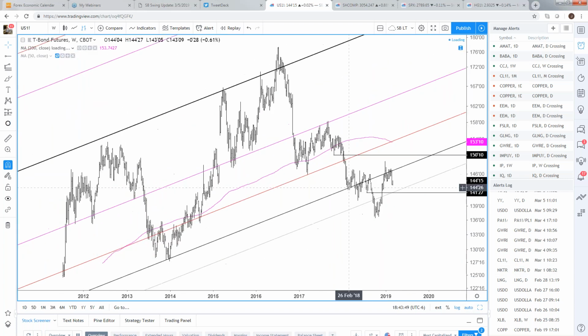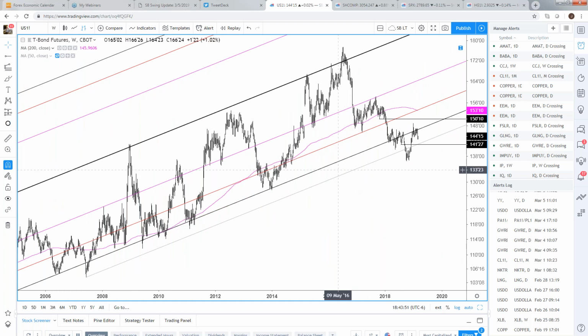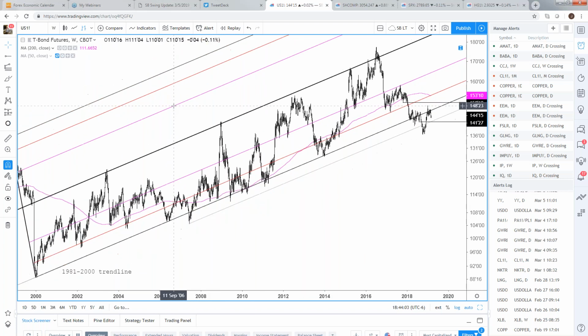Right, bonds inverse to rates, of course. So this is a little different. Now this is also the 30-year. I like to look at the bond, but I also like to look at the 10-year yield. It can get confusing, but looking at the 10-year yield and the 30-year bond.